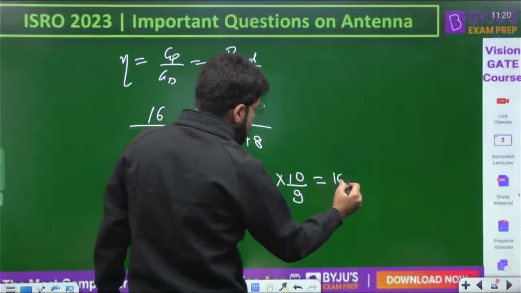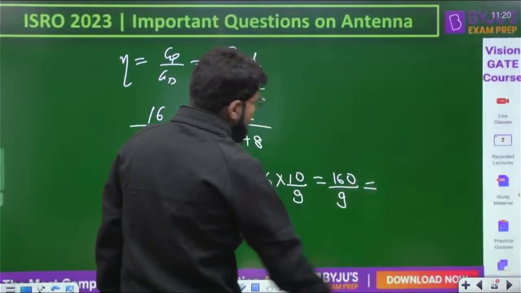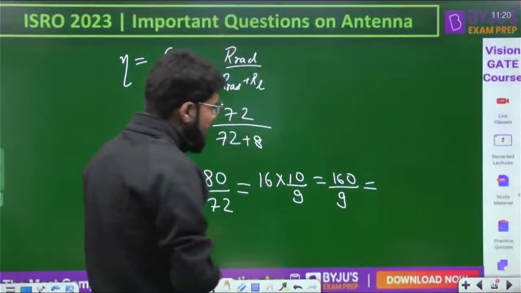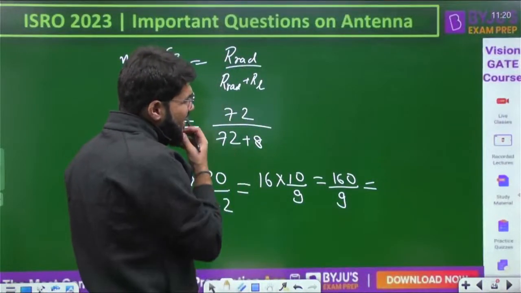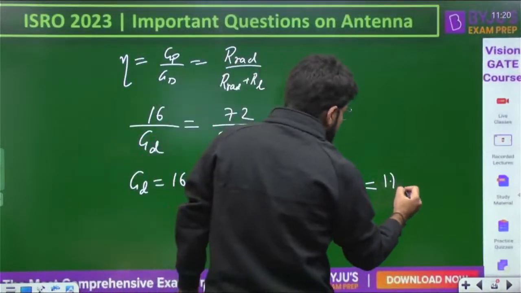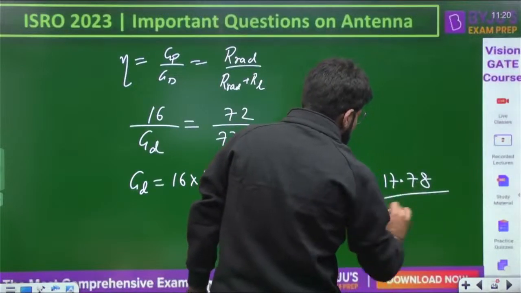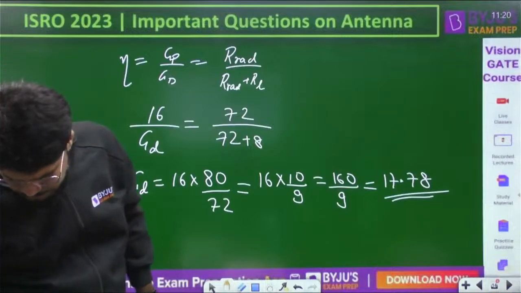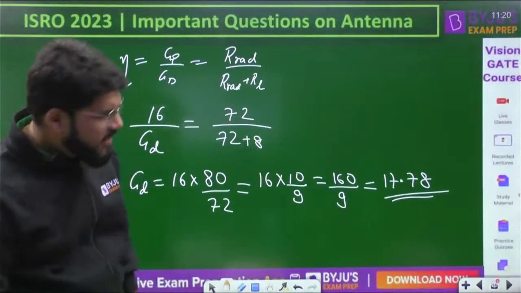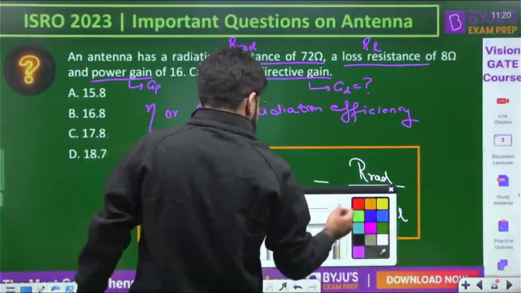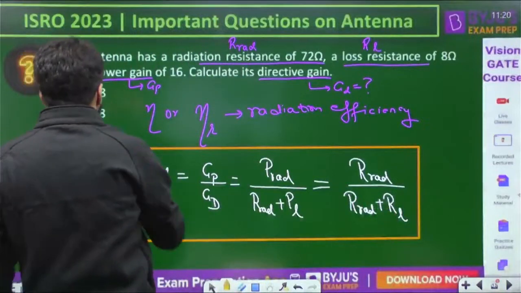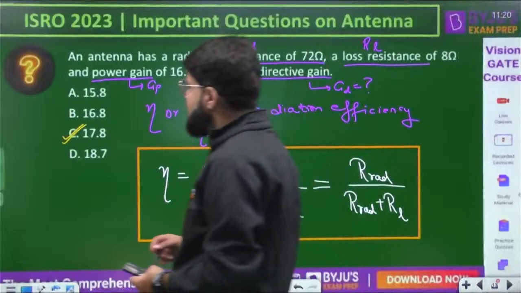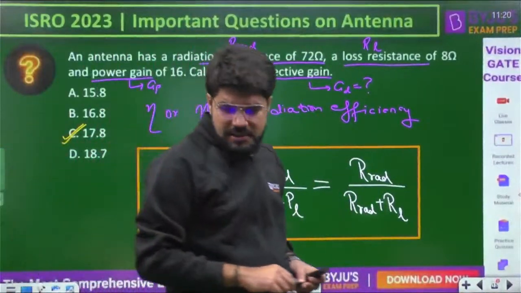This one is 160 divided by 9. Okay, 160 is divided by 9. So how much will it be? 17 and then 7 by 9, 0.7, 17.77. Yeah, 17.78. Just check out once. It should be 17.78, okay? Yeah, correct. 17.78. So the correct answer is here in front of us. That is option number C. Recheck the calculations once. Correct. Yes. Answer is option number C.